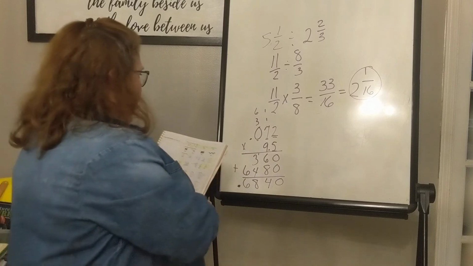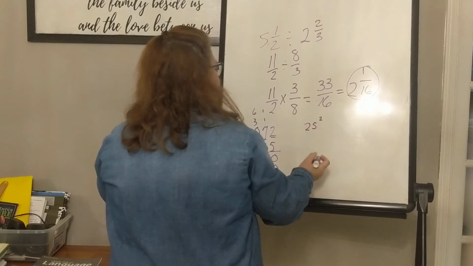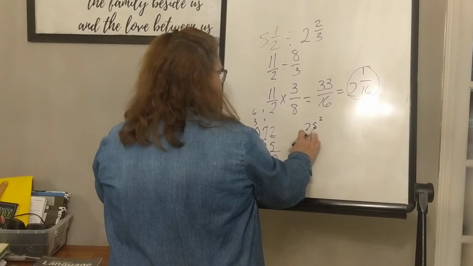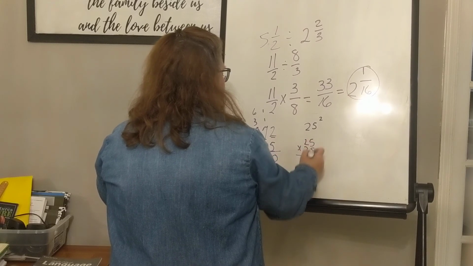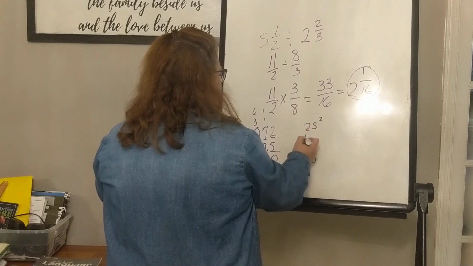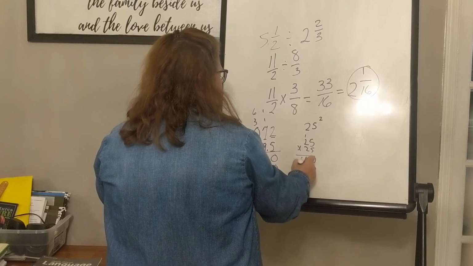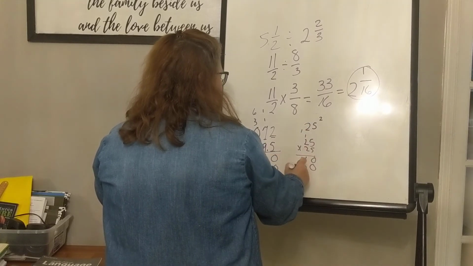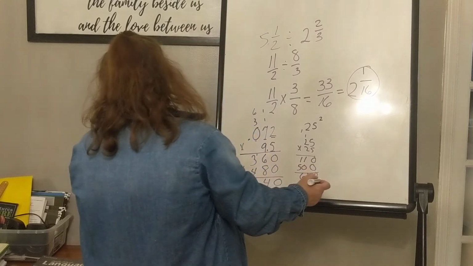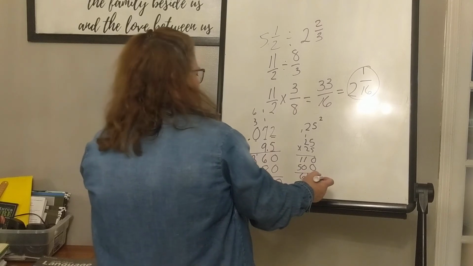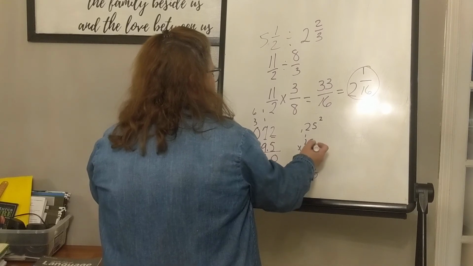Look at letter I. On letter I, we have 25 squared. This is simply saying we're going to multiply our base times itself. So 25 times 25. 5 times 5 is 10. Put 0 down, carry the 1. 2 times 5 is 10, plus 1 is 11. Put a 0 in the ones place. 5 times 2 is 10, put 0 down, carry the 1. 2 times 2 is 4, plus that 1 is 5. Add up our partial products. 25 squared is 625. What did I do wrong here?